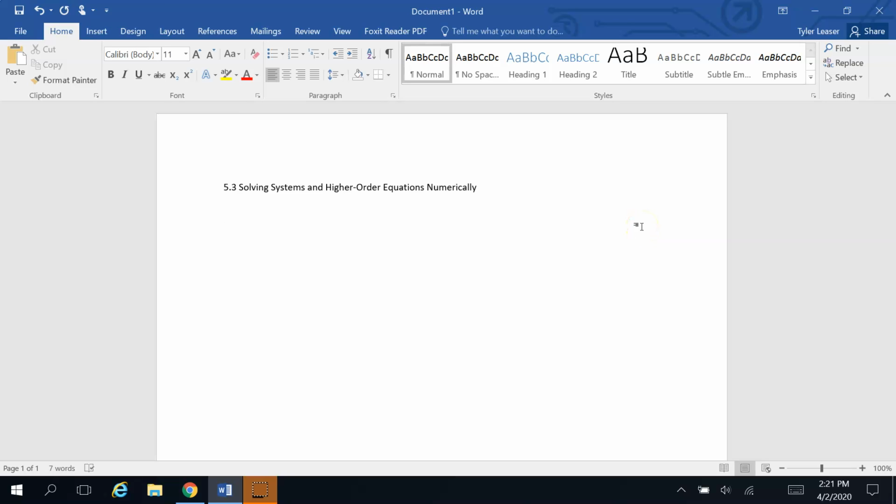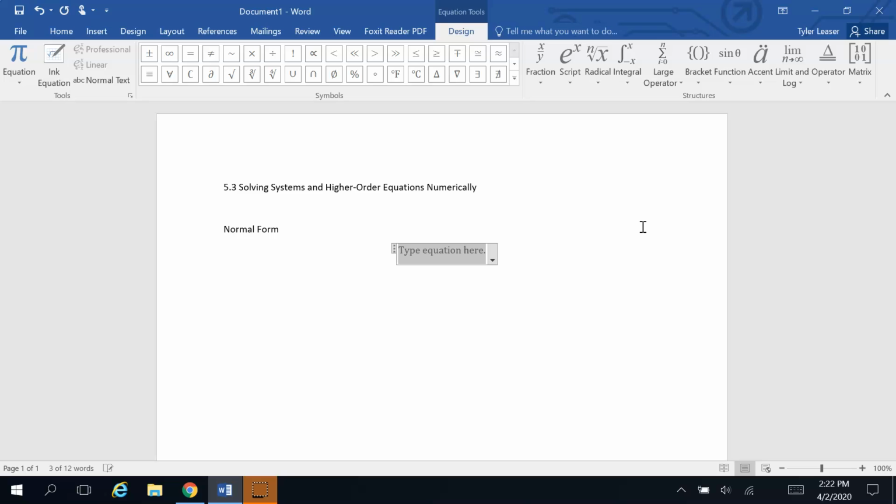Going to do 5.3 now. So 5.3, solving systems and higher order equations numerically. This is going to be taking these systems that we've been solving here in Chapter 5, and we're looking at Euler's method, but not just for a single differential equation, for a system of differential equations. So just a couple of definitions and a couple of notations here.